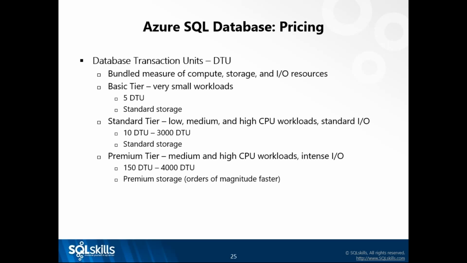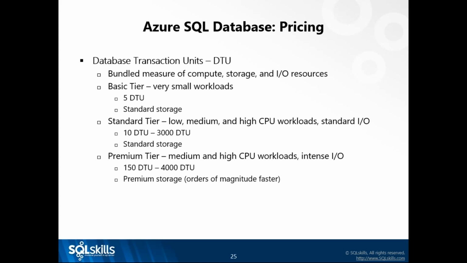So pricing, we have a couple of pricing models. DTU is what we had when it launched, and that's a bundled measure of compute, storage, and IO resources. You had a few tiers: basic, standard, and premium. Basic is for extremely small workloads. Basically, that's what us developers and trainers use to just have some databases up there.